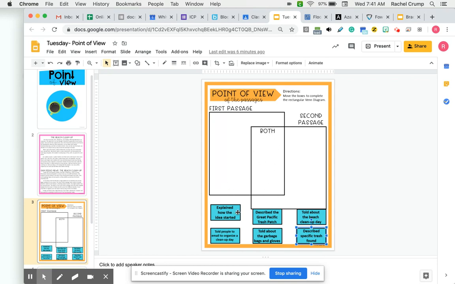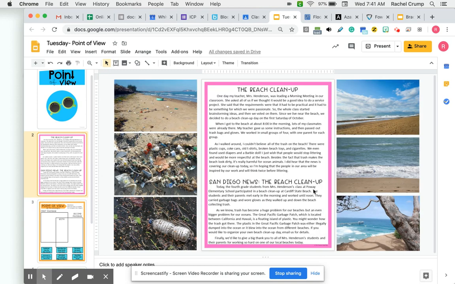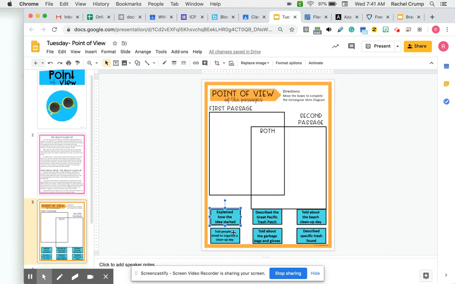All right? So first we have explained how the idea started. So did the first passage explain how the idea started? The second passage? Or did both of them explain how the idea started? Remember that when I say both passages, I'm talking about here's the stories that I read to you. You have passage 1, which is talking about the children, and then you have passage 2. This is from the child's point of view, and this is from the newspaper. Okay? So explain how the idea started.